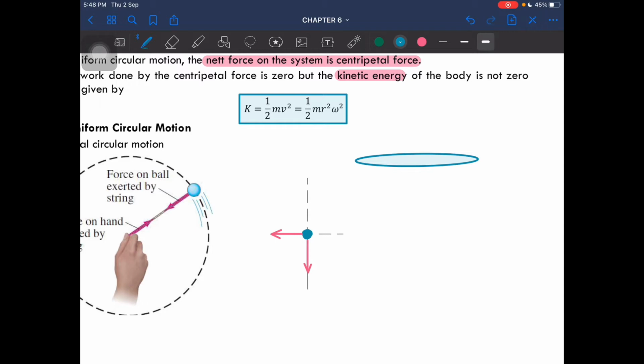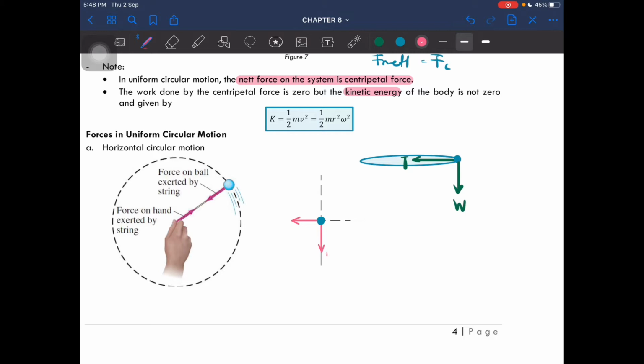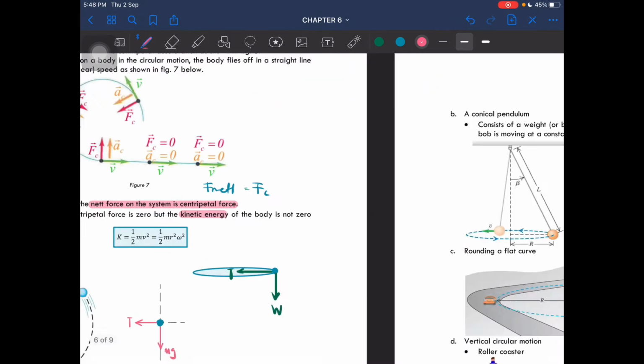Then we have this ball here. We only have the string here. So this is the tension, and then we also have the weight. So we have weight and we have tension. Basically, those are just the forces being experienced by this ball.